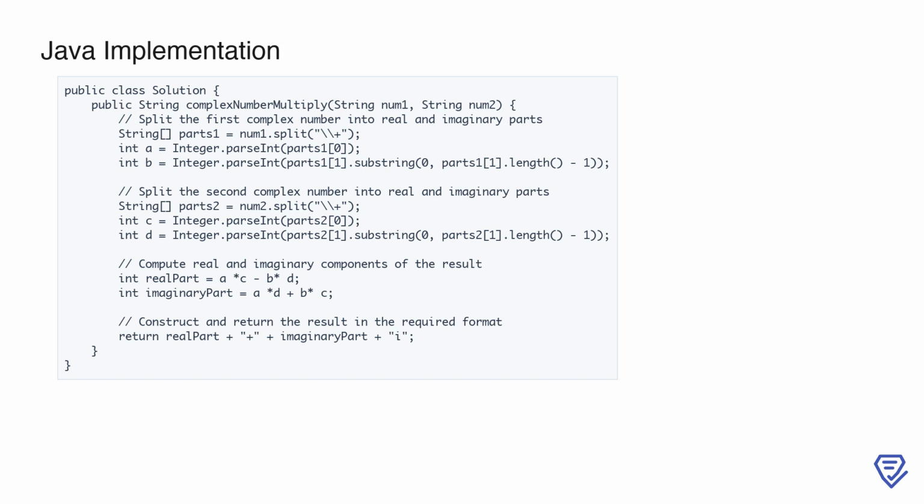It mirrors the logic of the provided Python solution, converting input strings into real and imaginary components, performing the multiplication using the formula, and returning the result as a formatted string. Key differences include Java-specific string handling, e.g., split and substring, and explicit type declarations for variables. The implementation adheres to Java conventions, ensuring readability and consistency.